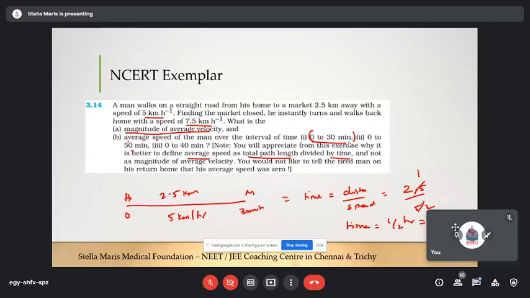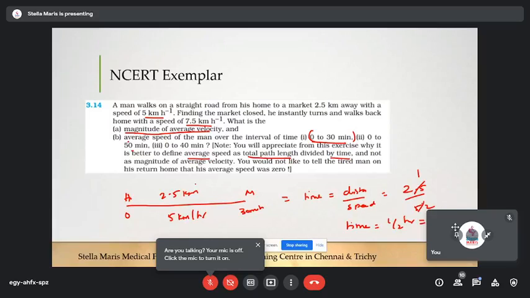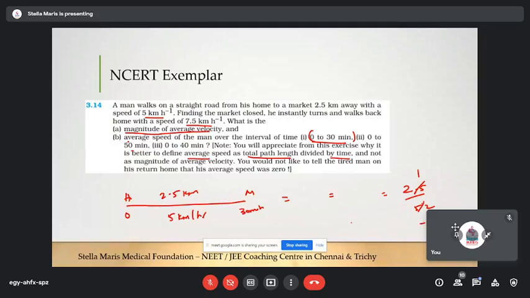So you can very well tell, right? What is the average speed? First, what is the average velocity? So this is 0 and this is 2.5 kilometer. Okay, and it took 30 minutes. So he started from 0 meters at 0 seconds, and he ended up here at 30 minutes. So what is the average velocity? What is the average velocity formula? That is del x by del t, right? Yes, sir.